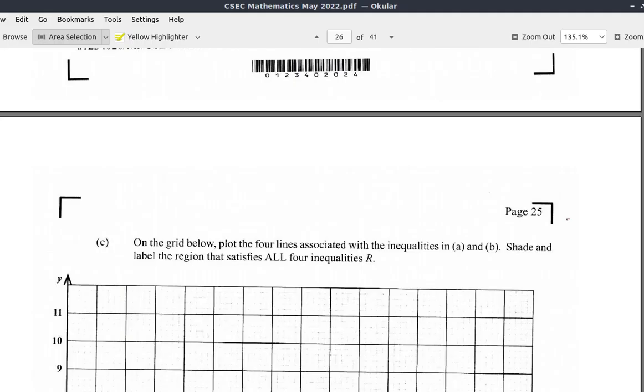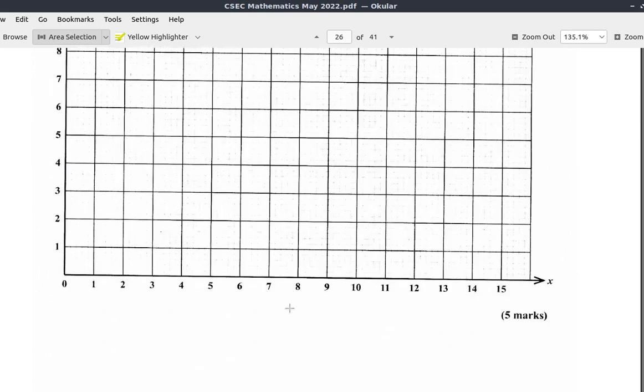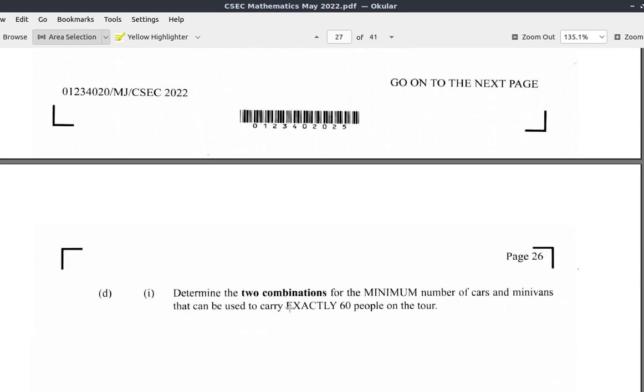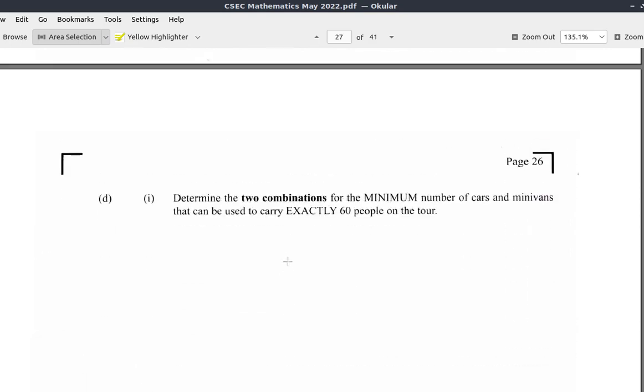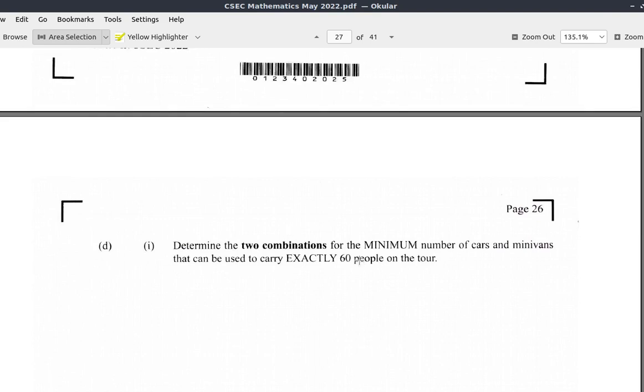Now, what else does it say here? Part D says, determine two combinations for the minimum number of cars and minivans that can be used to carry exactly 60 people on the tour. Alright.